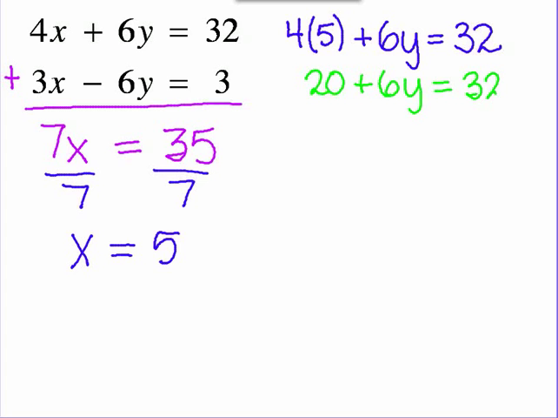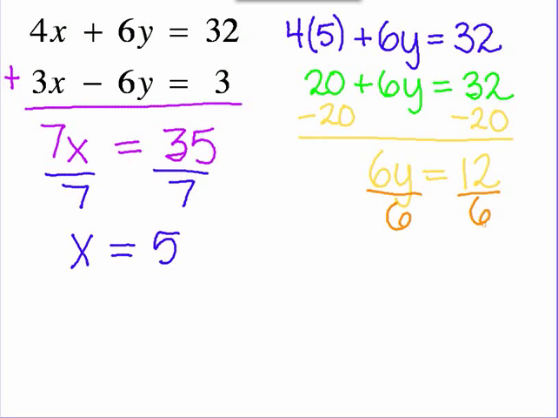But it doesn't matter which one you put it in? No, it doesn't matter. You will get the exact same answer. So what do I need to do now? Subtract 20. Right. So when I subtract 20, on the left side I have 6y equals 12. Now what I need to do is divide both sides by 6. What do you get y to equal? 2. So those are my 2 solutions.